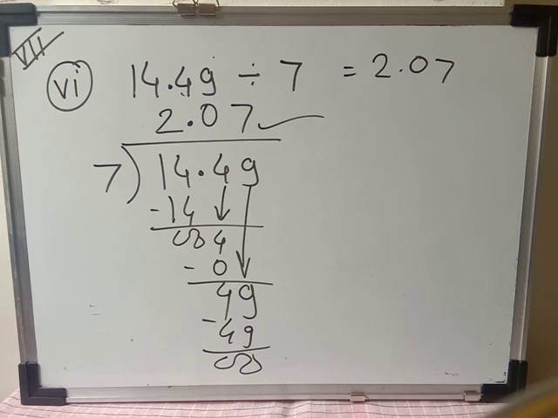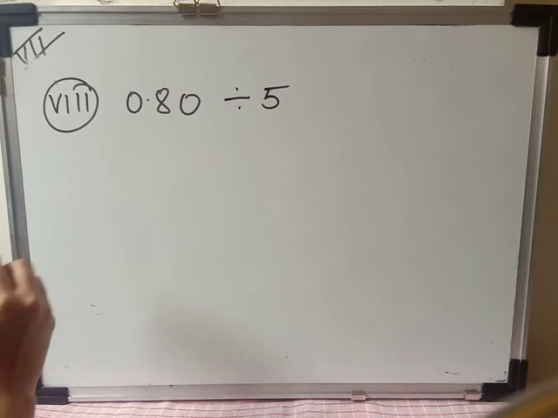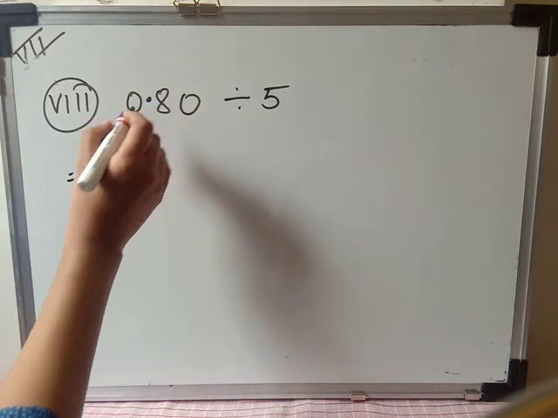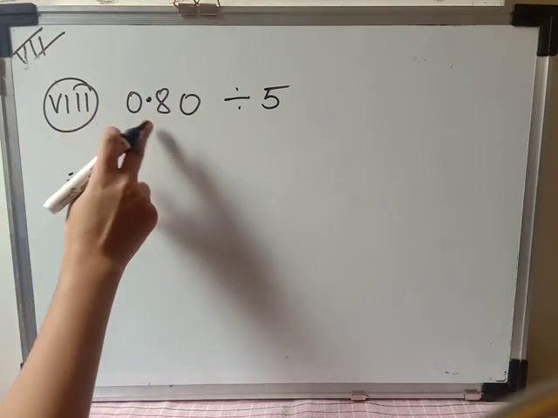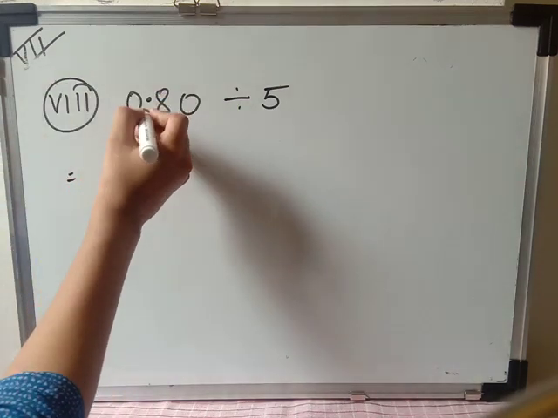Okay, so let's take another example, and the rest of the examples you have to solve as homework. So the 8th example I am going to solve here. So I am going to remove the decimal numbers, and here the example is 0.80 divided by 5. So remove the decimal.